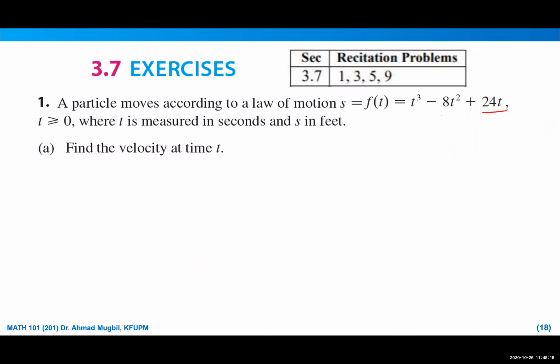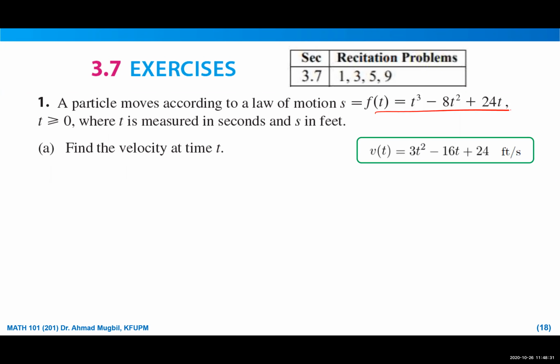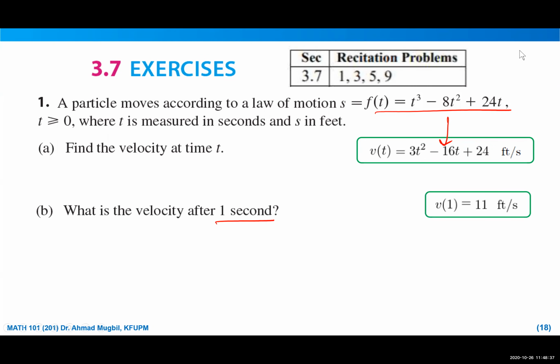This is very similar to example number 1. The same function, a polynomial. I will not solve it for you because it is almost exactly the same as example number 1. So I just put here the final answers for you. This is the velocity. You will differentiate this. Here, this is the velocity. And what is the velocity after 1 second? You will put t equals 1.